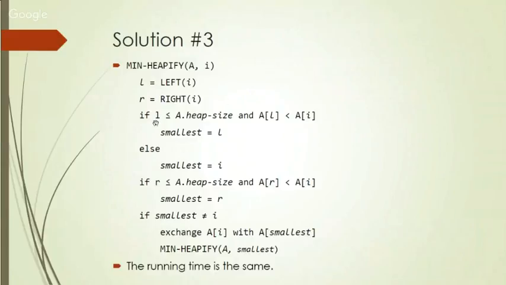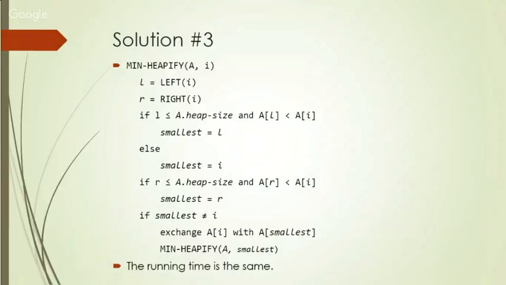So then we have the if condition here. If L is less than the heap size of A, and the value at A index L is less than the value at A index I, then the smallest is L, else the smallest is I. Another condition is that if R is less or equal to A heap size and the value at A[R] is less than the value of A[I], then the smallest is R.